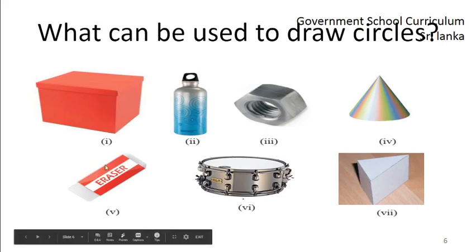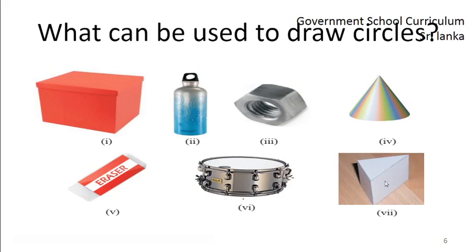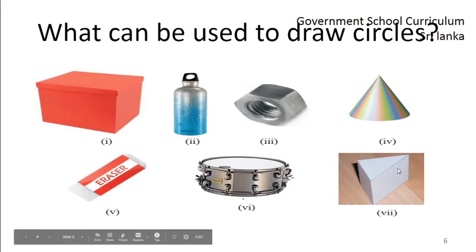Eraser. Here, this eraser is rectangular shape, so you can't use that. Sixth one is a drum. You can use that. Seventh one is a prism. There's no circular side. There's a rectangular side, triangular sides. So those we can't use.